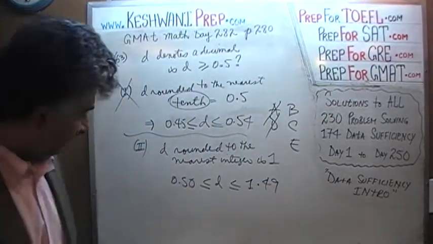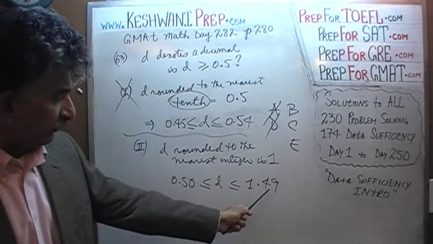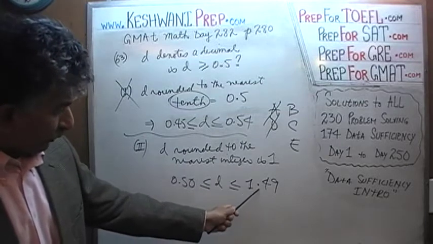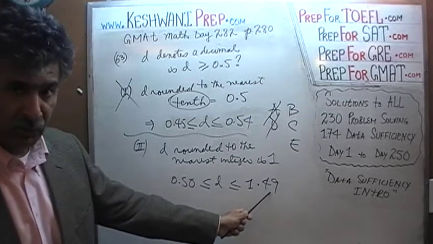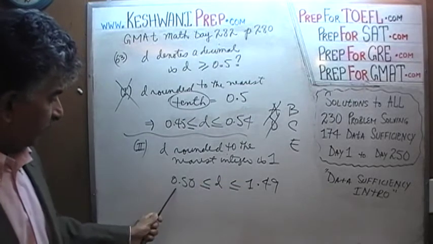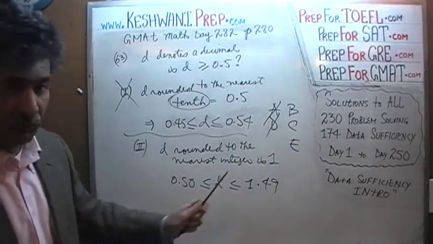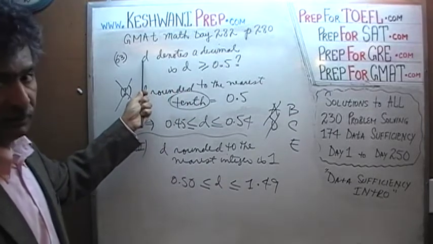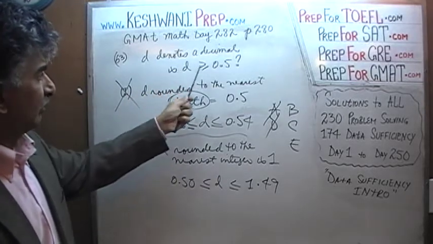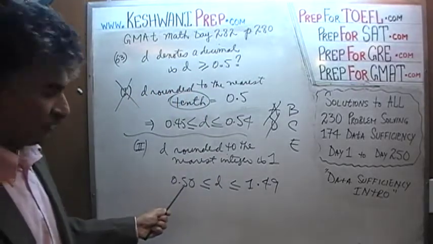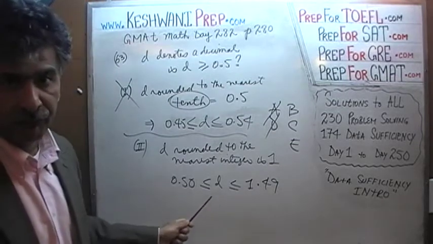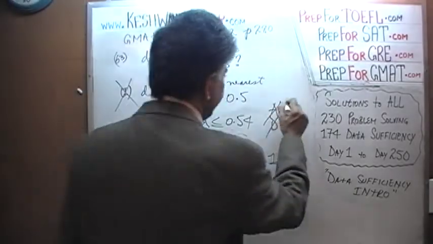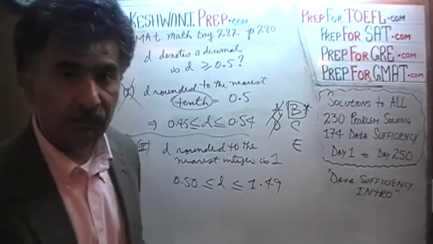Anything in this range between 0.5 and 1.49, if you round it to the nearest integer, 1.49 rounded to the nearest integer will equal 1, and 0.5 rounded to the nearest integer will also be 1. So yes, that does answer our question. The question was, does this decimal happen to be more than or equal to half? The answer is yes, it's got to be somewhere between half and 1.49, so it's definitely more than half. The second statement by itself is quite sufficient. The answer is B. The second statement by itself does the job quite nicely.